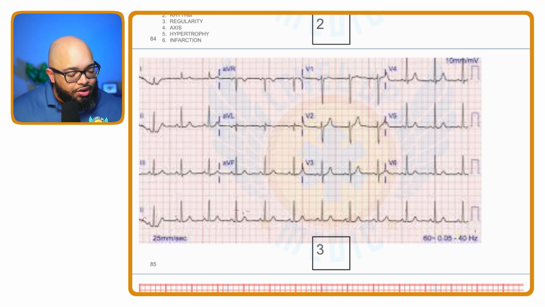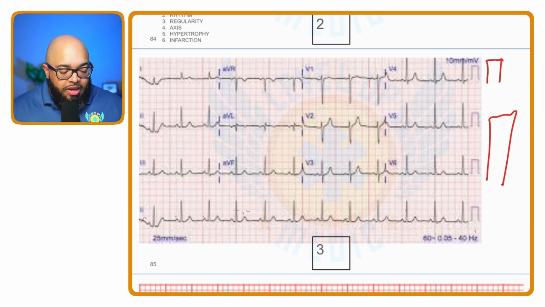And I said a standard calibration mark is 2 big boxes tall and 1 big box wide. That is standard, as opposed to this, which would be increased gain, where you've zoomed in too much to make things big, and this would be too small. So what we want to do is standardize the EKG.